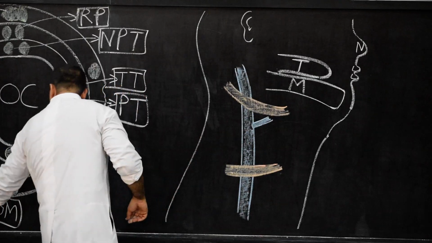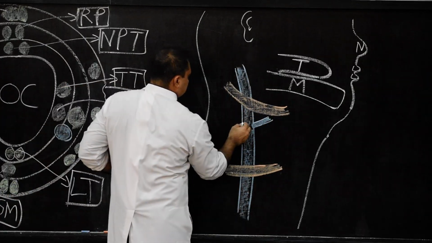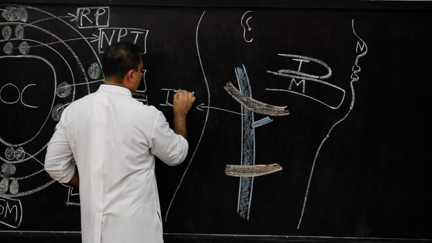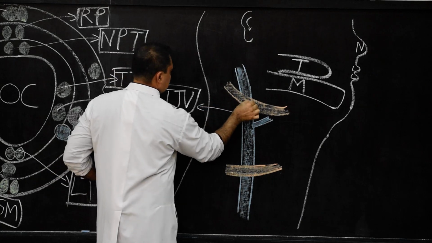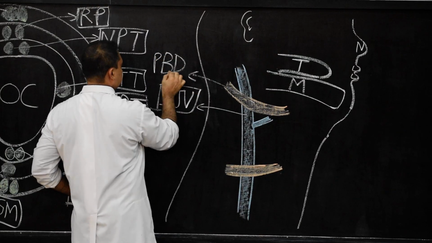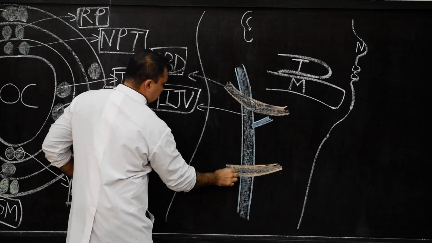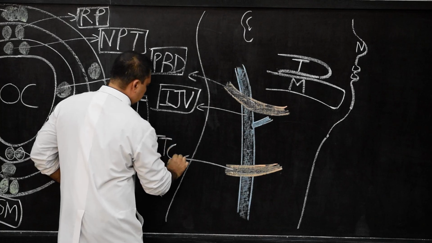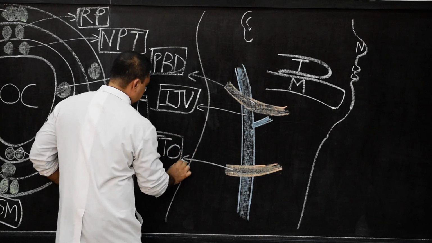Now, we mark these structures. Therefore, this will be the internal jugular vein, and this will be the posterior belly of digastric muscle, and over here this will be the intermediate tendon of omohyoid muscle.